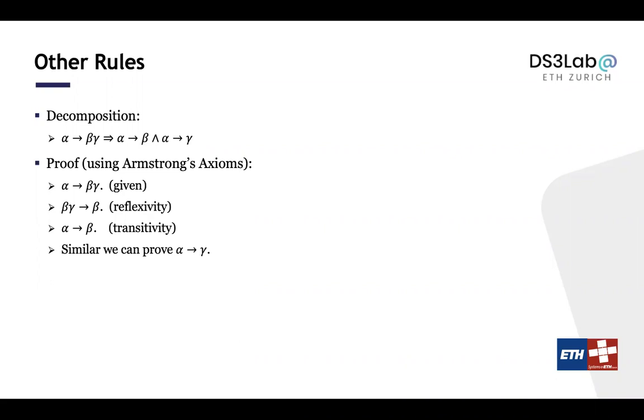So as you can see, once we have Armstrong's axioms, and once we prove that the inference system is complete and sound, it's very easy for us to derive new rules related to functional dependency.